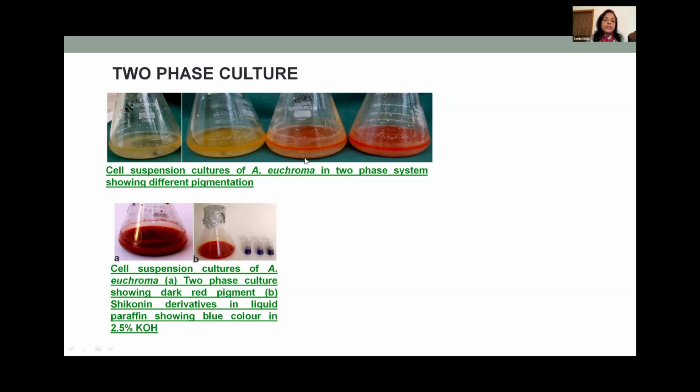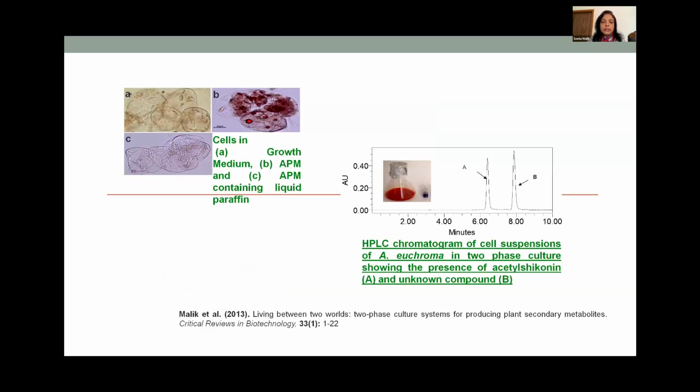So we used another agent, paraffin, in the media. Because the pigmented cells are lipophilic in nature, being shikonin derivatives, with the addition of paraffin the cells stay down, and the pigment separates from the cells and moves towards the upper layer. Then the upper layer can be easily separated from the other growing cells. So with this, we could save our cultures for 2 to 3 cycles. And these were the pictures of the cells seen in the microscope using the paraffin.